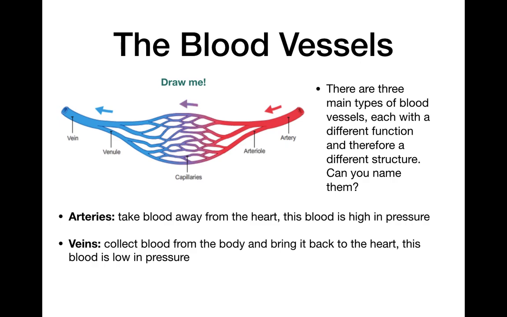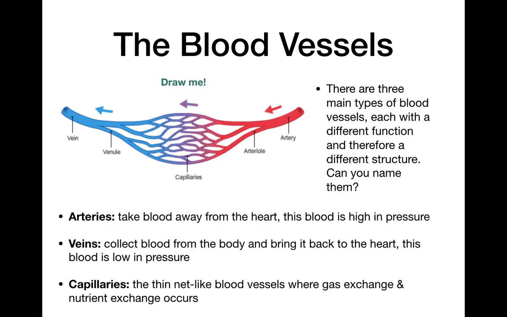Then we have veins, and the veins collect the blood from the body, and they bring it back to the heart. So any blood vessel going back to the heart is going to be called a vein, and that blood tends to be very low in pressure because it's been a long time since it was at the heart and been pumped. And the blood in the veins tends to be low oxygen, but not always. There is an exception to this rule.